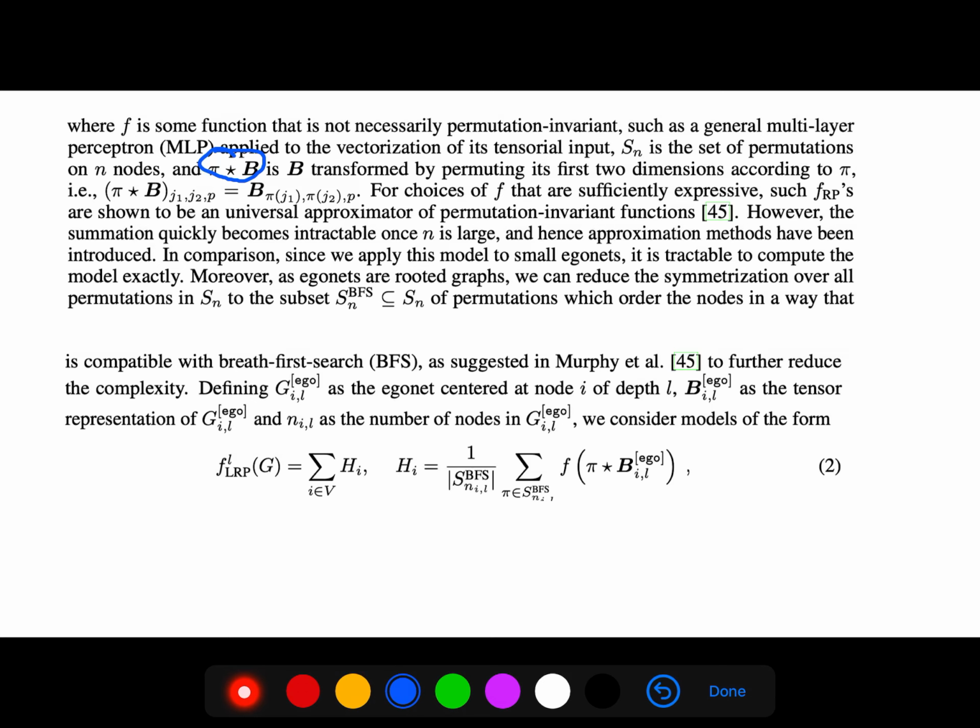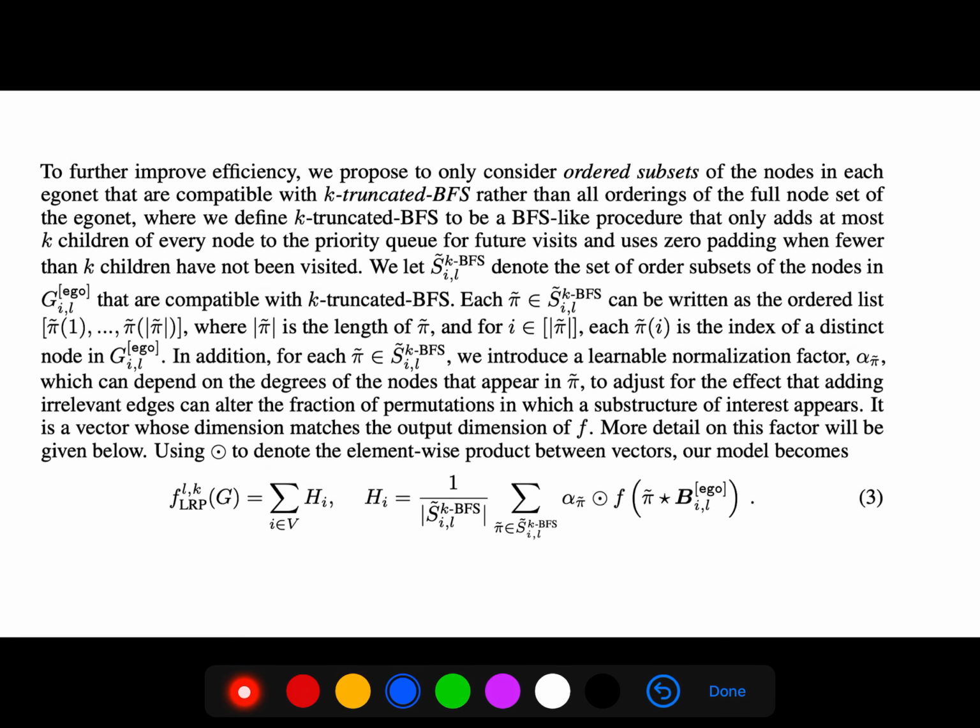As egonets are rooted graphs, we can reduce the symmetrization over all permutations in S sub n. Now we consider models of this form, sigma of H sub I, where H sub I is this. And we propose to only consider ordered subsets of nodes in each egonet that are compatible with K-truncated BFS rather than all orderings of the full node set of the egonet. Using this dot, it means element-wise product between vectors. Now our model becomes like this.